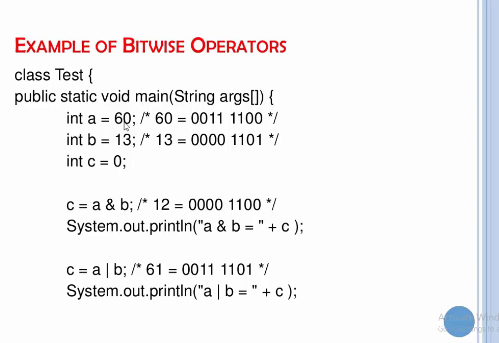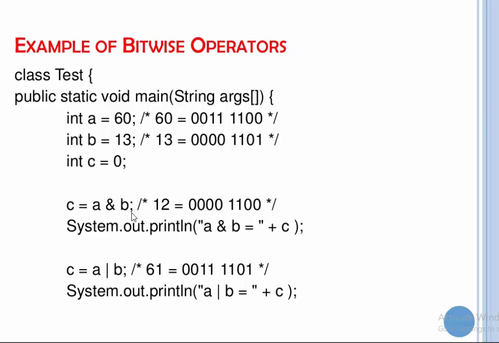So convert the decimal number 60 to a binary number. When we convert 60 to the binary system, the value of 60 will be 00111100. This is the binary equivalent of decimal number 60. And in the next statement, I am initializing the value of B as 13. So 13 is converted to binary, and 13 will become 00001101. This is the binary value of 13. And I am initializing the value of C as 0.